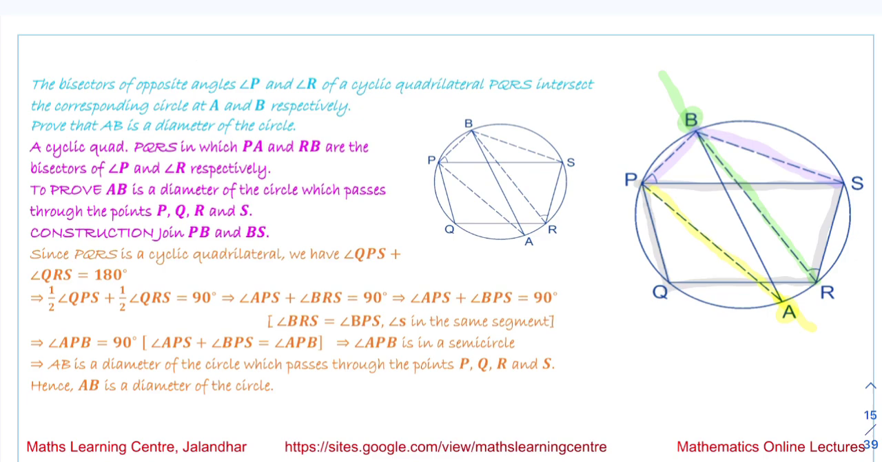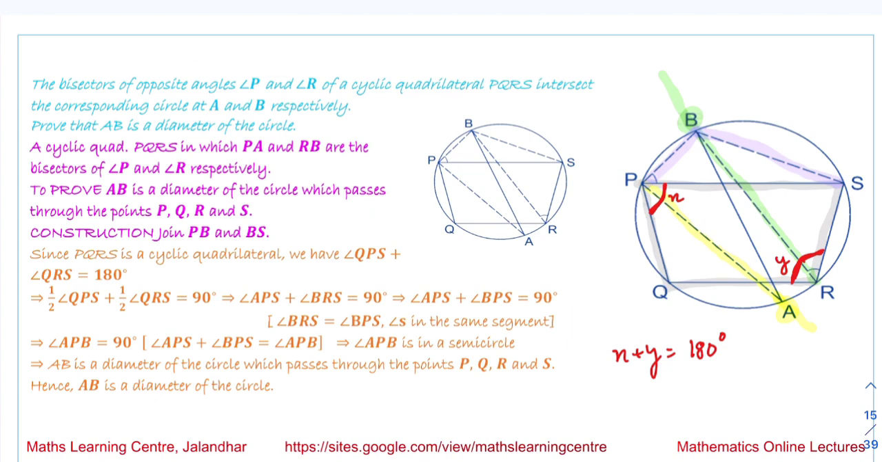As PQRS is a cyclic quadrilateral, the whole angle at P plus the whole angle at R, the sum of these two angles, will be 180 degrees. If this angle is X and this angle is Y, the sum of these two angles, X plus Y, is equal to 180 degrees.